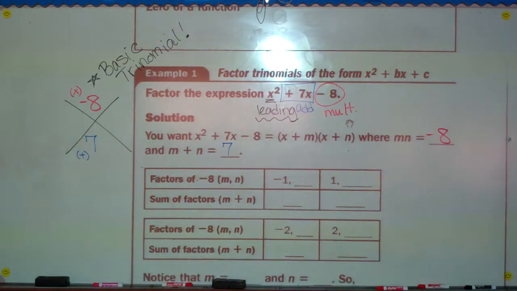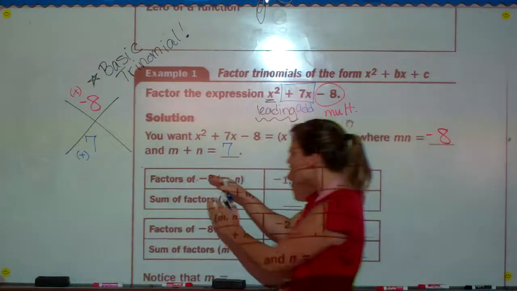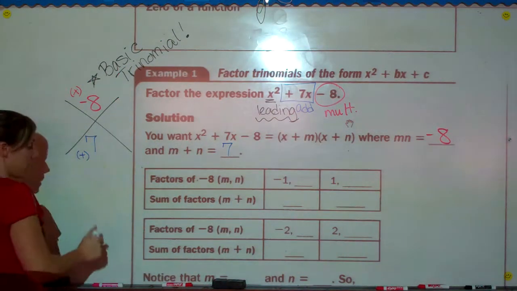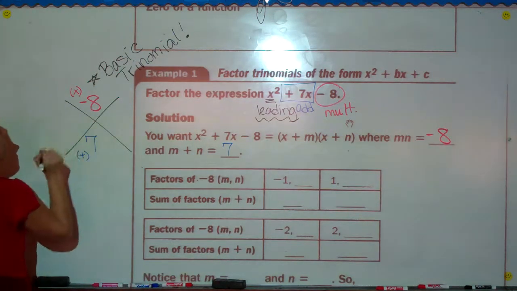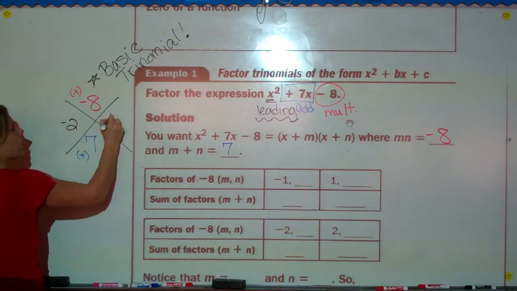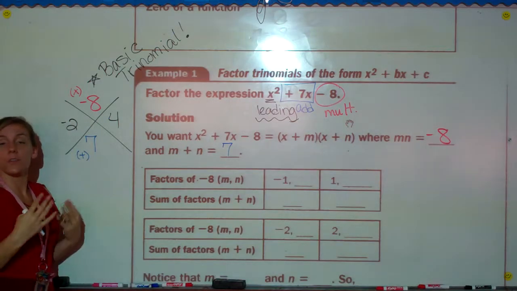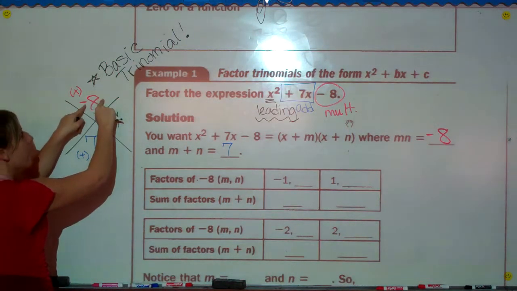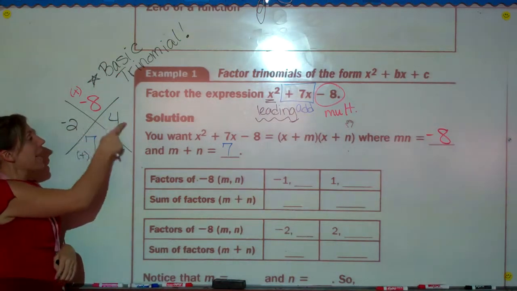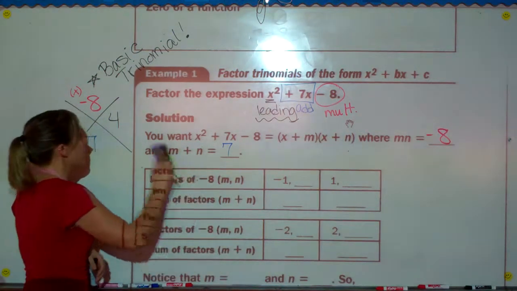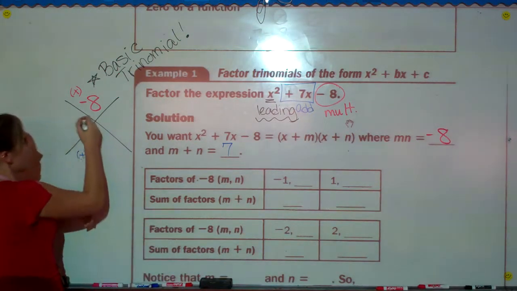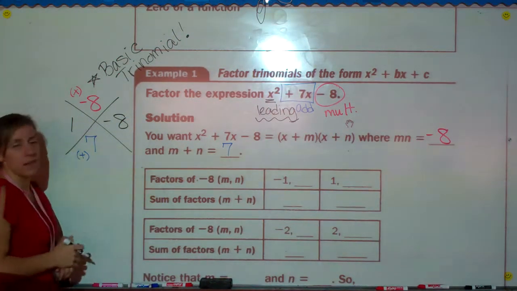And I don't do this whole table and chart thing. I just use the x. And I just say, okay, well, one pair of numbers that multiply to -8 are -2 and 4. They're factor pairs. That's why we've been practicing factor pairs. So -2 and 4 are a factor pair, but when you add them, you don't get a 7, okay? Well, there's only 2 other numbers that multiply to 8. That would be 1 and -8.